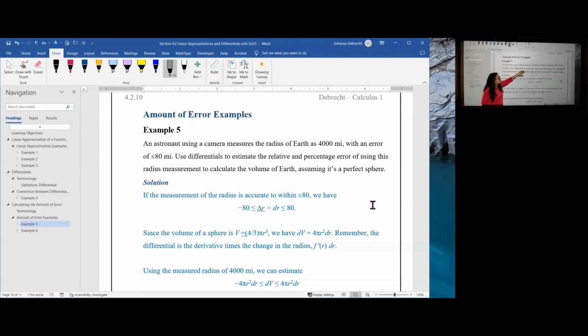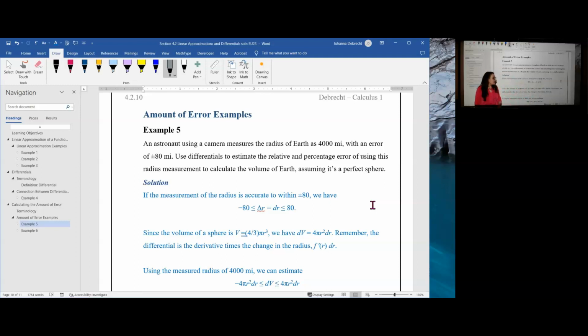We're going to use differentials to estimate the relative and percentage error of using the radius measurement that he got of 4,000 miles with an error of plus or minus 80 miles to calculate the volume of Earth. We're also going to have to assume Earth is a perfect sphere, which is not true. It's an oblate spheroid, meaning it's flatter at the poles, but it's going to be an approximation. We're going to be off. We start with the measurement of the radius, the error that we have.